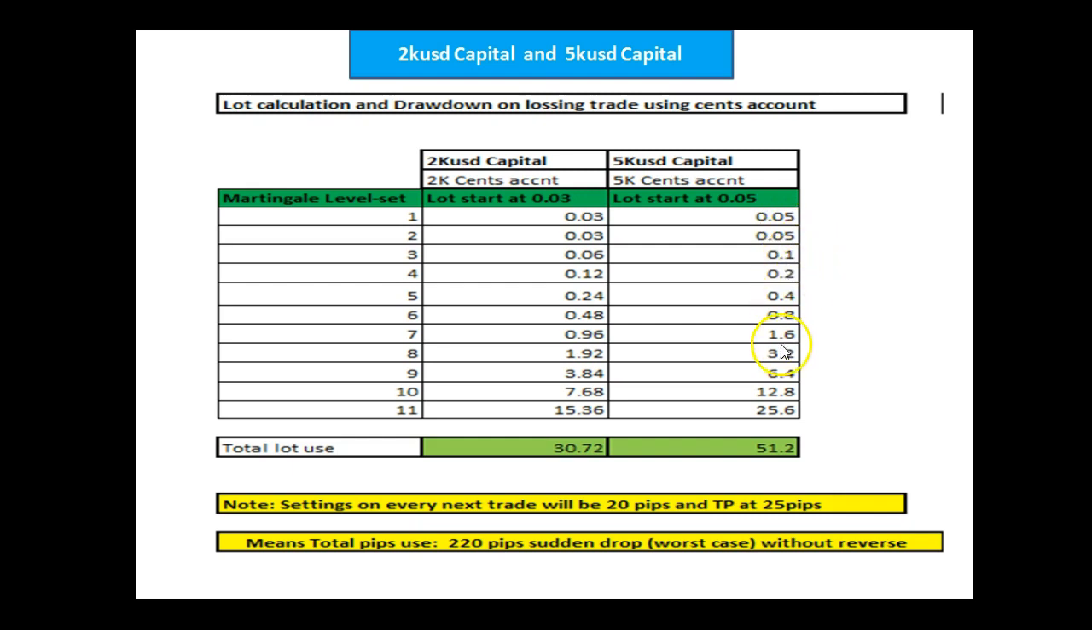So if let's say this goes until 11, it will be a total of 51.2 lots in your cents account. Okay, so it's the same thing. The settings will be 20 pips and 25 pips. So same thing, 220 pips if there is a sudden drop, in the worst case, and then reverse. All right.